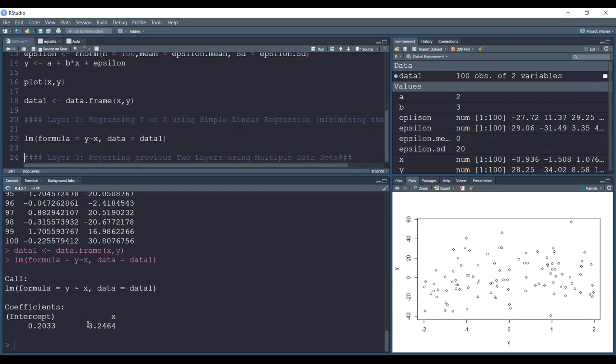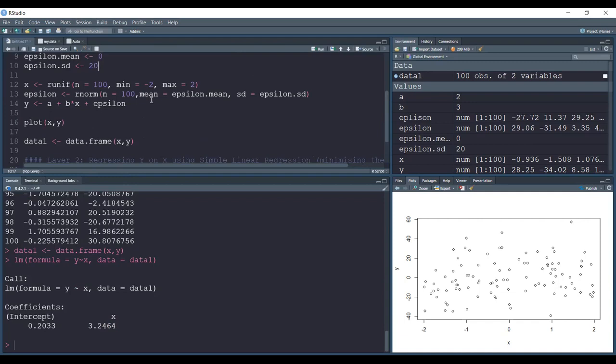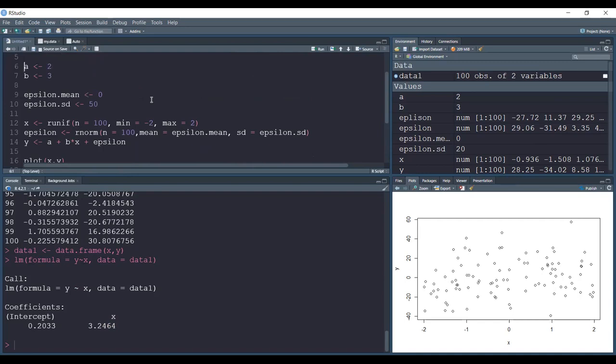We have a slope of, so we have 0.2033. That's the intercept. And I guess this is the x coefficient. So this would be the gradient. It is the coefficient of x, not the value of x, the coefficient of x. It's actually 3.24. Can we reduce this? Yeah, probably. If you take a larger standard deviation, if the error term is larger, and let's do that right now.